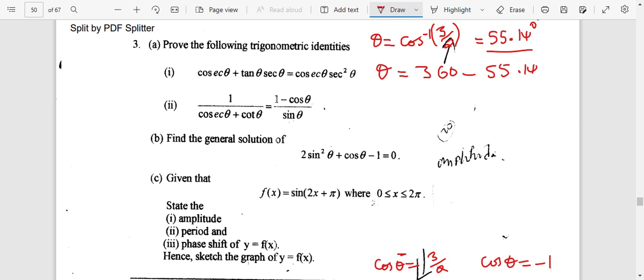360 minus 55.14. So that is about 304.86. Okay, these are the two values from the first equation.